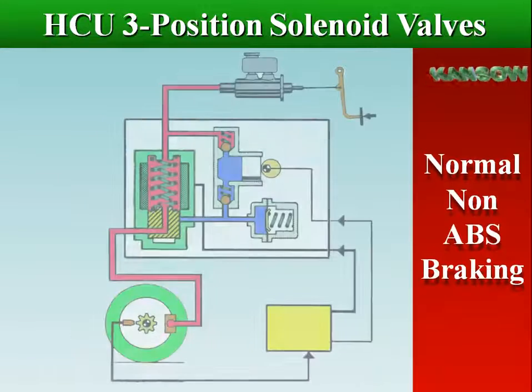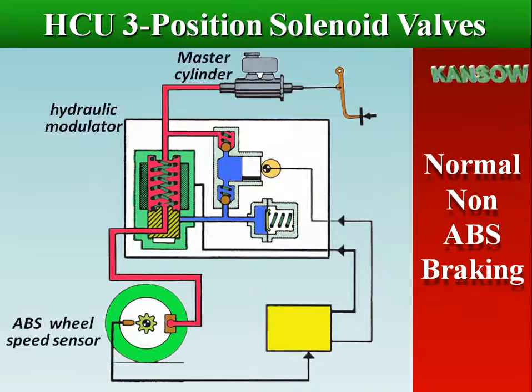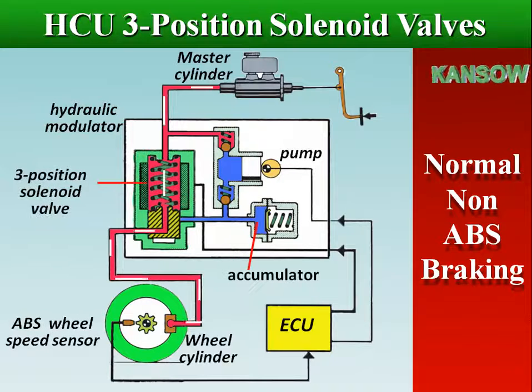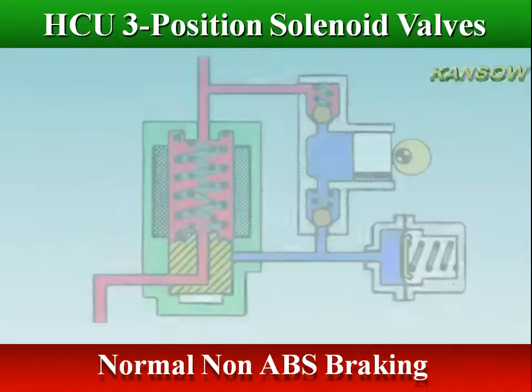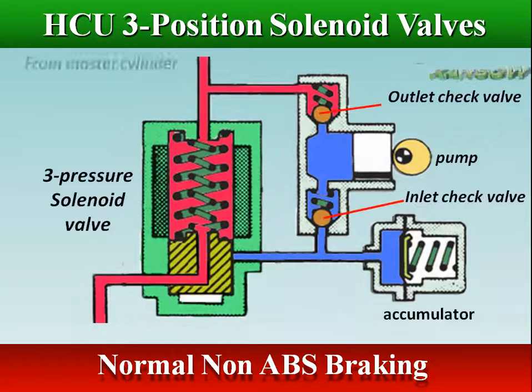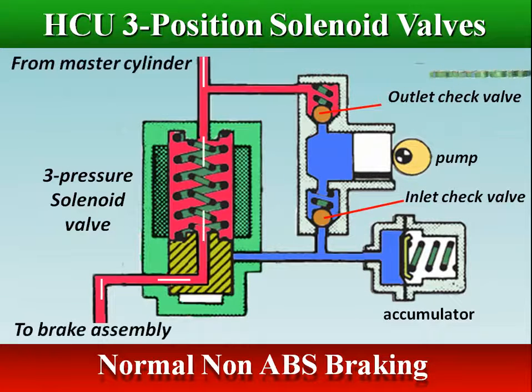In normal non-ABS braking, the signals from the wheel speed sensor show no tendency for the wheel to lock up, so the ECU is not sending any control current to the solenoid coil. The solenoid valve is not energized and the hydraulic pressure from the master cylinder is supplied to the brake unit at the wheel.